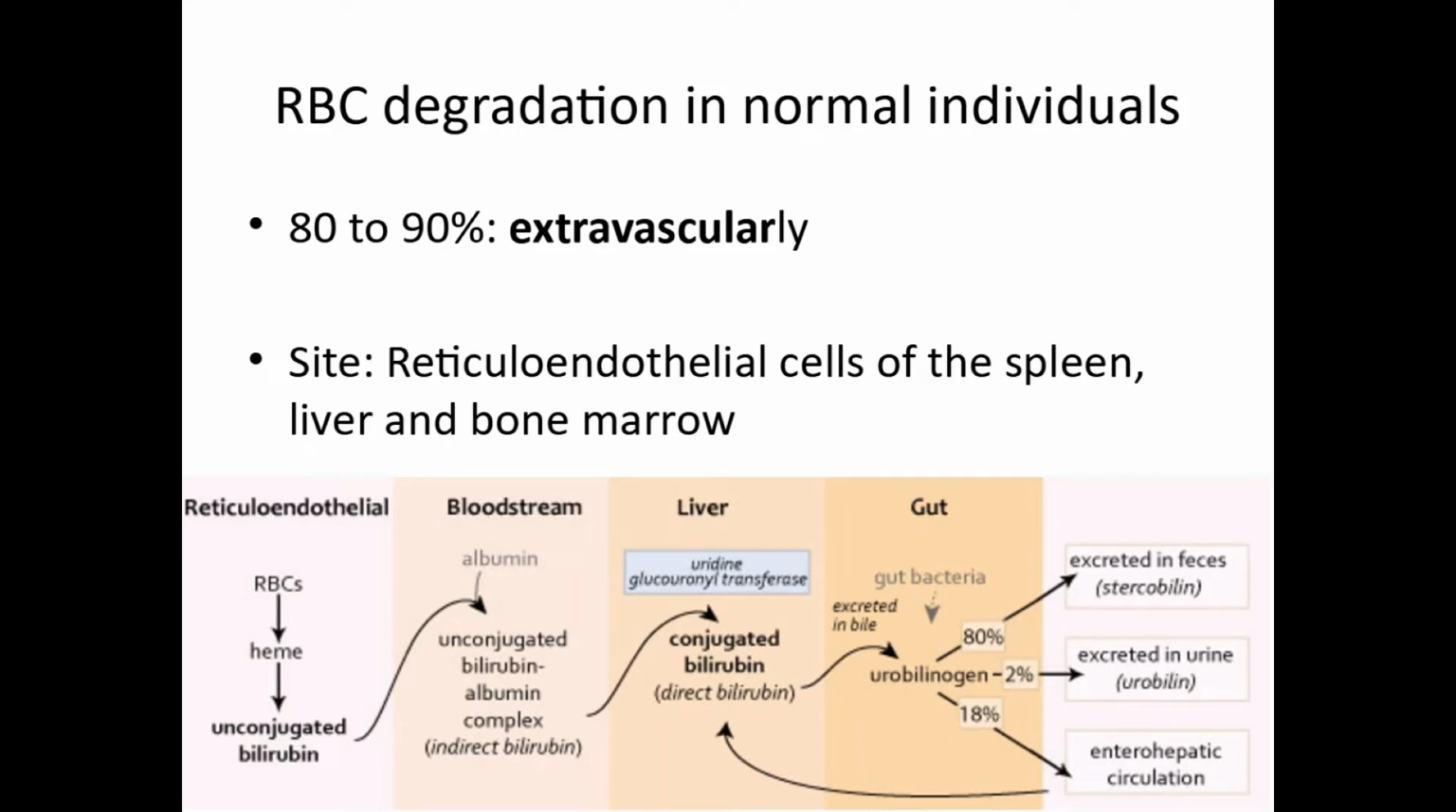and in the gut what happens is some of it is excreted in feces, some of it is excreted in the urine, and some of it will undergo recirculation back into the liver. This is called enterohepatic circulation. The metabolism of heme to give rise to stercobilinogen is the reason why there is a yellow color to the feces, and the metabolism into urobilinogen is the reason why urine has a yellow color.